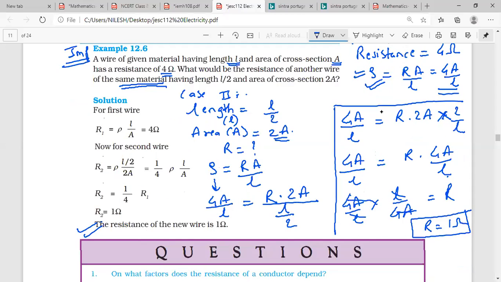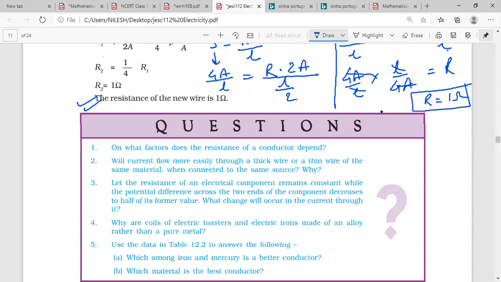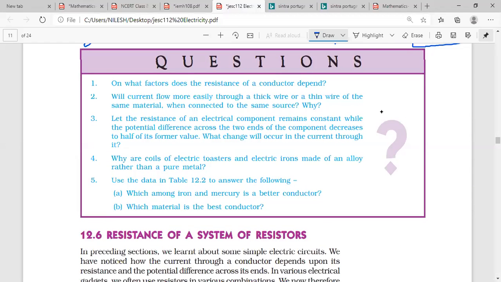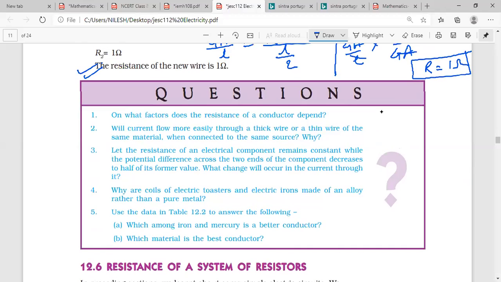Yes or no? Yes, sir. These questions will always come in the exam. What happens when the length is doubled, or when the area is doubled or halved, 2 times, 3 times, all these things. Now you should know this. Questions.